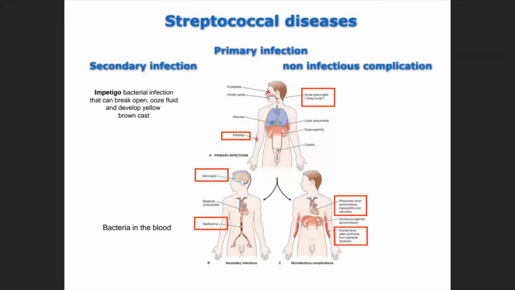Streptococcus is a gram-positive bacteria. Primary infections of the Streptococcus typically occur in the oral and nasal area, as you can see here. Okay, we call this acute pharyngitis, right? Strep infection, typically.